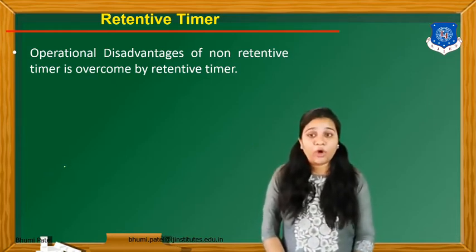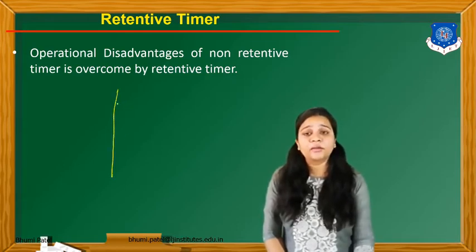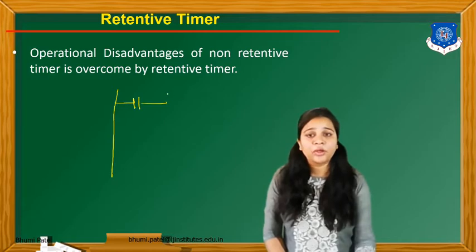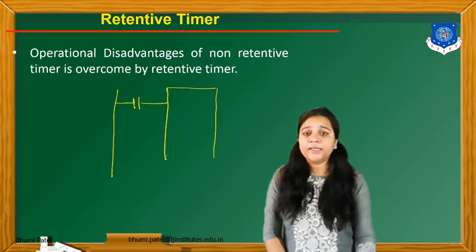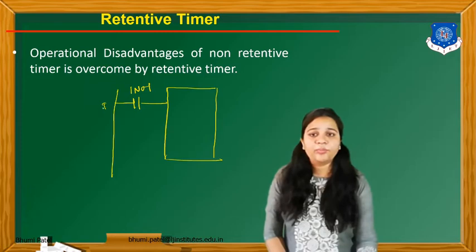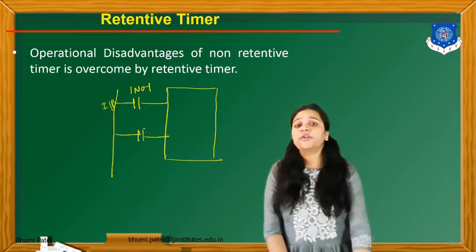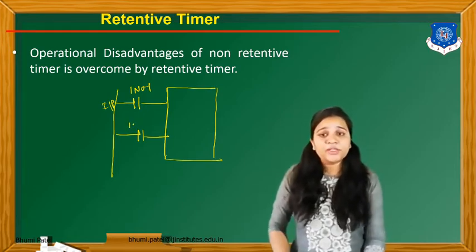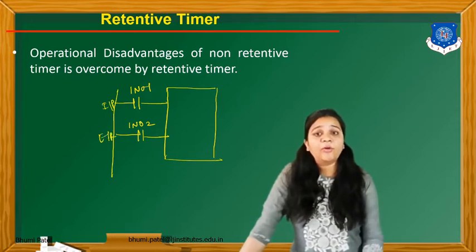Now what is the block diagram of the retentive timer? Whenever we use a retentive timer, we connect it in block format. In the block format, first we apply the input signal. Suppose IN01 is my input for this system, and the second input is compulsory for the timer instruction. The name of the second input is IN02. Here we connect enable or reset.